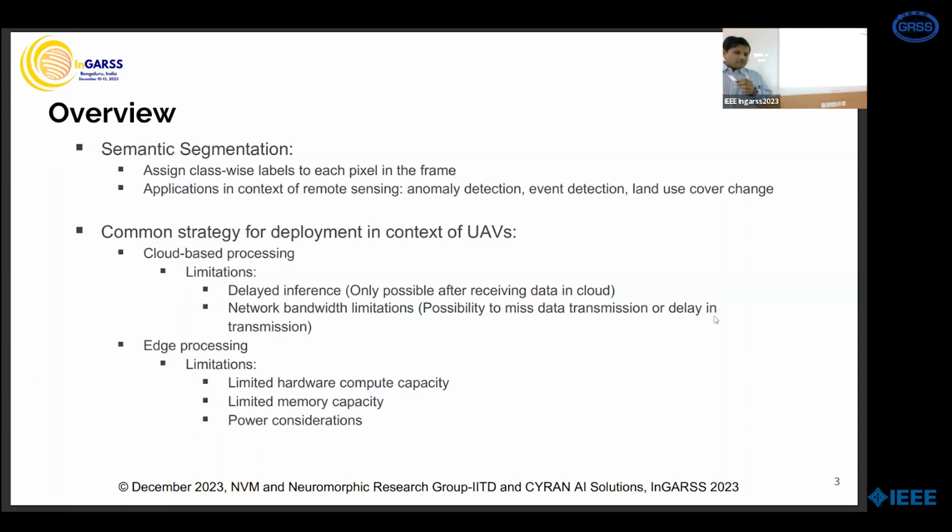Some common strategies for deployment in the context of UAVs: you can do this using cloud-based processing, where you would be sending the data to the cloud and then processing, and network bandwidth would come into play. Inference would be delayed. The other option is you can deploy it on drones which have compute capabilities, and that would allow you to get a rapid result. The only drawback is that you have to work with limited computational capacity, and you also have to take into account the power capacity.